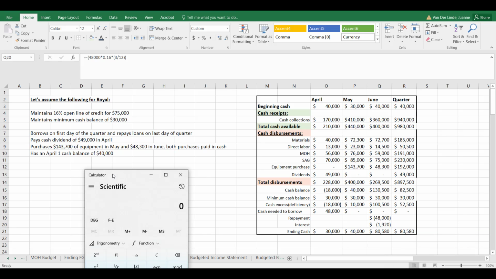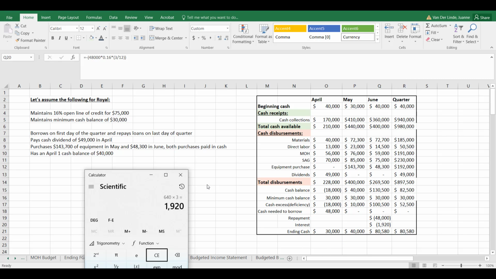So keep in mind here we have a $48,000 loan from our open line of credit. We pay a 16% interest rate here. So 16% of that $48,000 is $7,680. But this is only 3 months that have passed. So we can divide that yearly interest by 12 months and multiply it by 3. So the interest we would have to pay on the 3-month loan is $1,920.